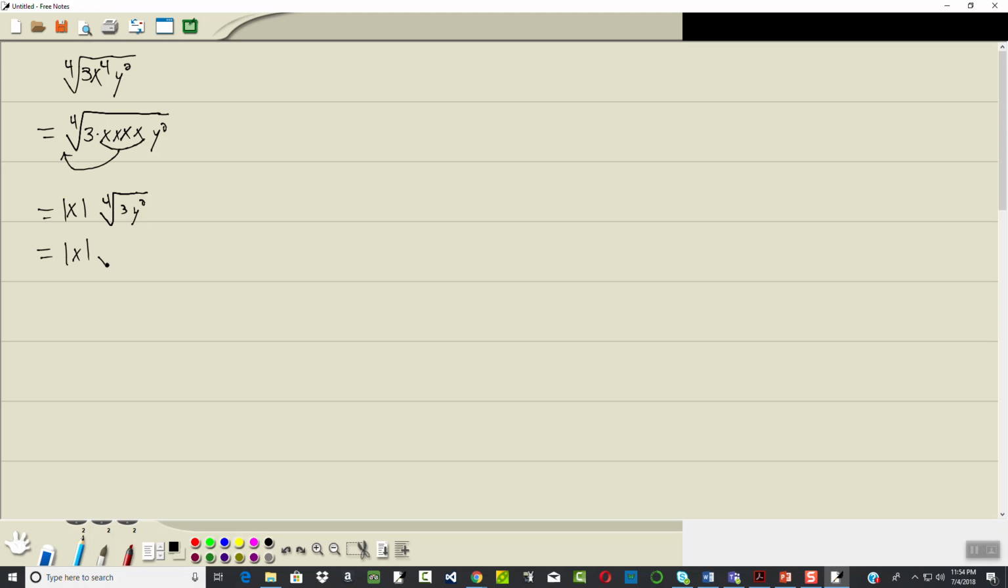Now, this I can break up into the 4th root of 3 times the 4th root of y squared. So we got the absolute value of x. 4th root of 3 we can't do much with. Now whenever your index and all of your powers inside can be divided by the same number, you do so. 4 and 2 can both be divided by 2. 4 divided by 2 is 2, and 2 divided by 2 is 1. So we've got the absolute value of x, the 4th root of 3, and this is just simply the square root of y.